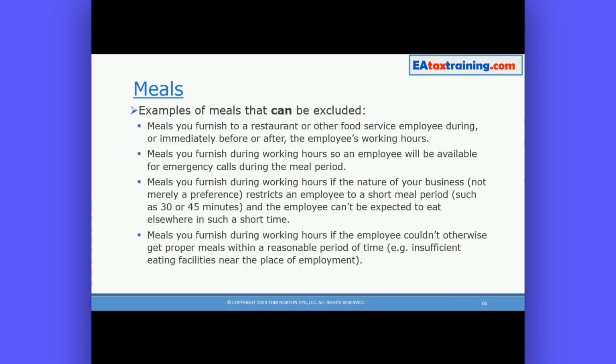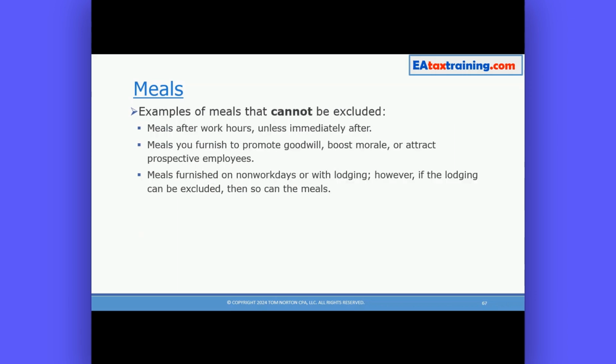Or meals you furnish during working hours if the employee couldn't otherwise get proper meals within a reasonable period of time. So maybe you're in some remote area and there is no restaurant within a reasonable distance that they could possibly get to and get back in time. You can exclude those meals.